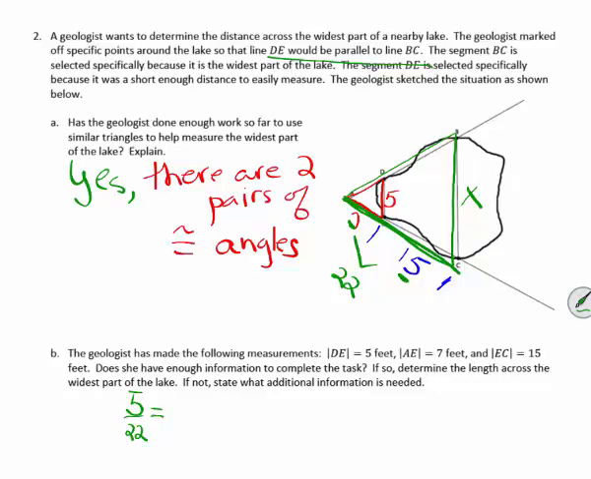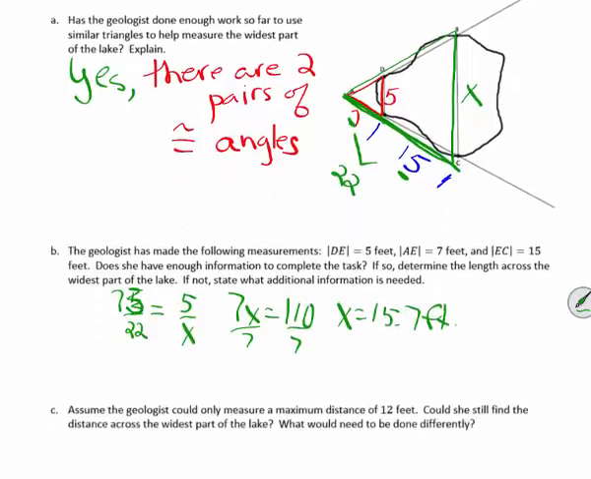And then I need, that's the wrong number. How about 7 over 22? And then I need 5 over x. Cross multiply, we're going to get 7x equals 22 times 5, which is 110. Divide by 7, and you're going to get x is 15.7 feet, I believe.